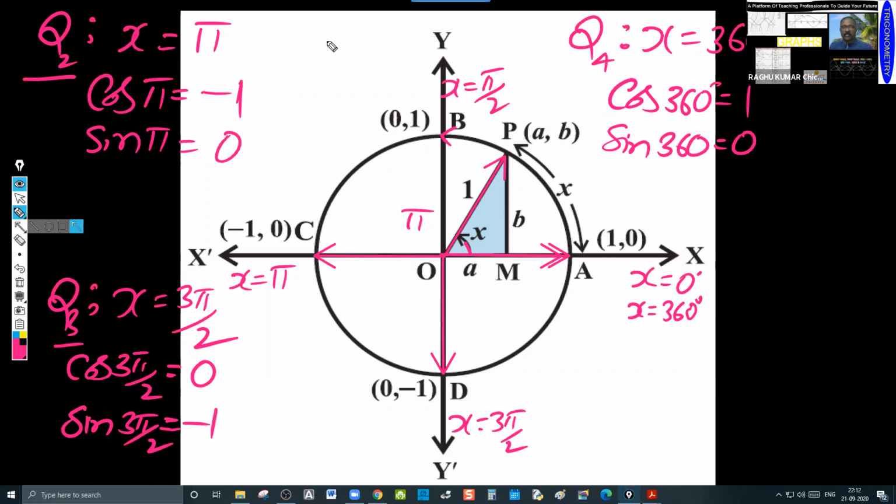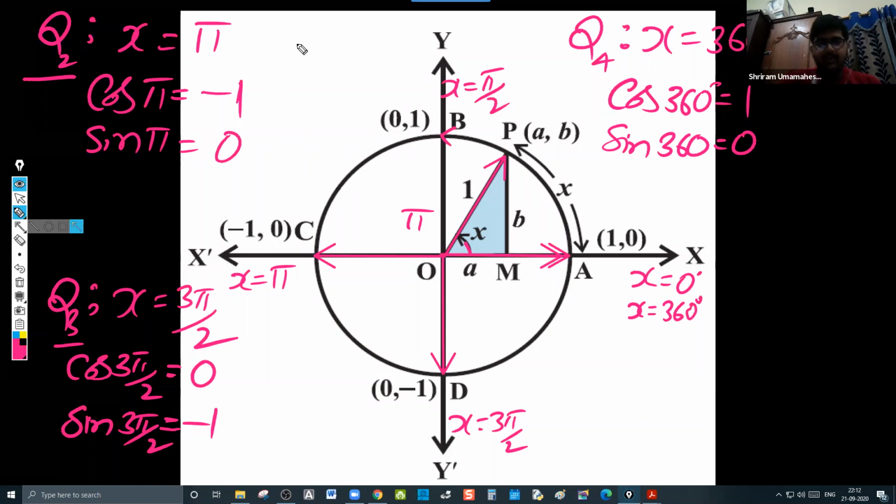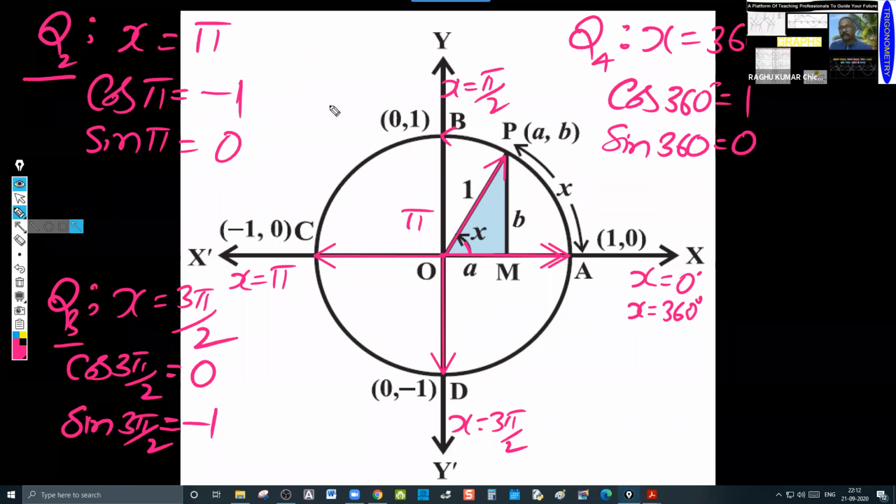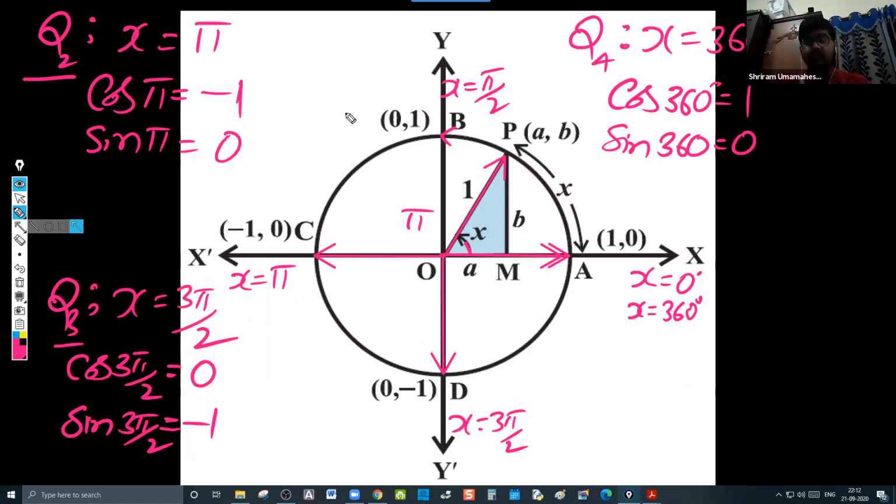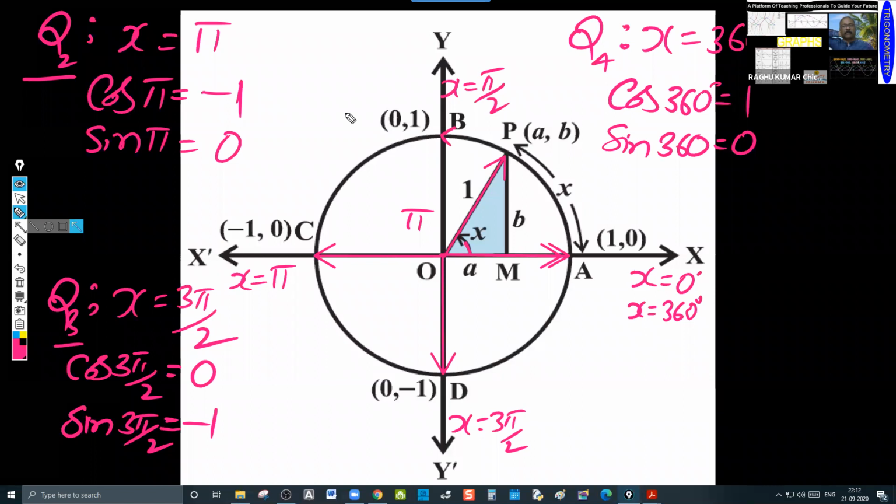So these are said to be quadrant angles. We should remember that cos is the x-axis, so the x coordinate, and sine is y. That will be easy for us. The horizontal component is cosine, which is nothing but the x coordinate, and the vertical component is sine, which is nothing but y. So these are called quadrant angles. You can see the different signs also.